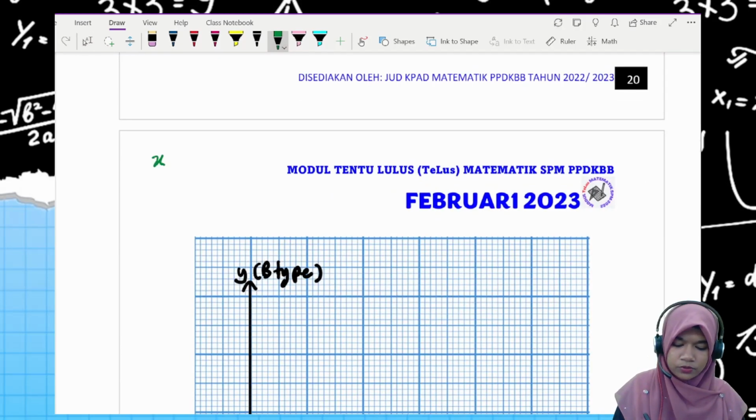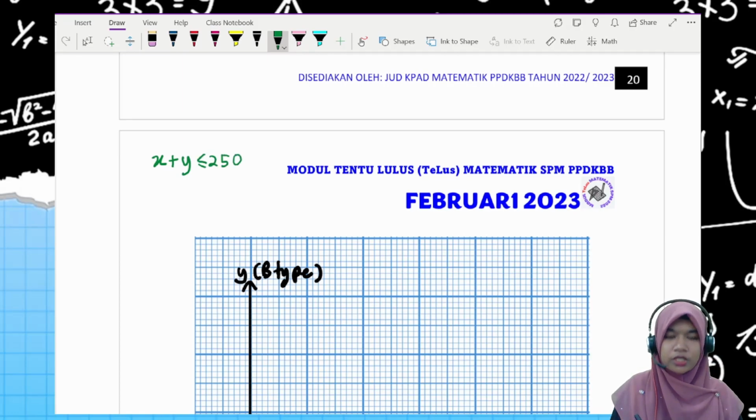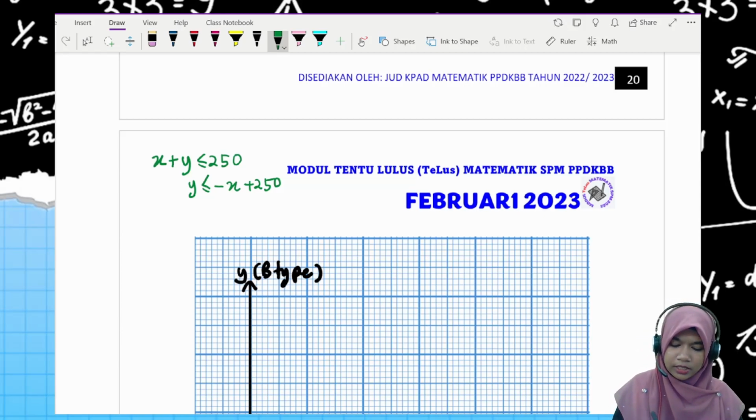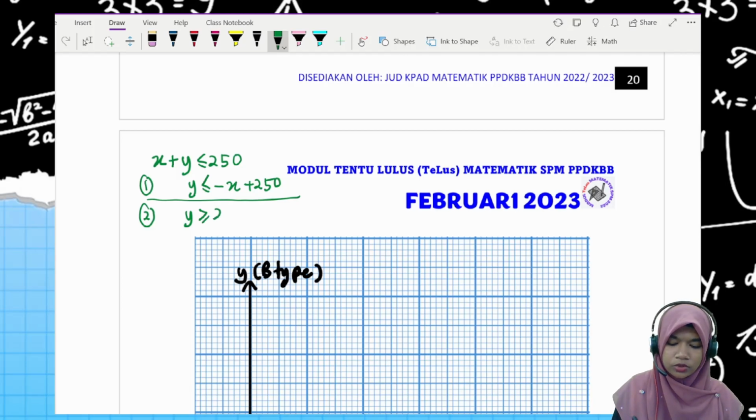The first one is x plus y less than or equal to 250. And then you should arrange the inequalities in general form, so it will be y less than or equal to negative x plus 250. So the graph will be downwards. And another one, this one is number 1, and then number 2 is y greater than or equal to 2x. Then you draw.